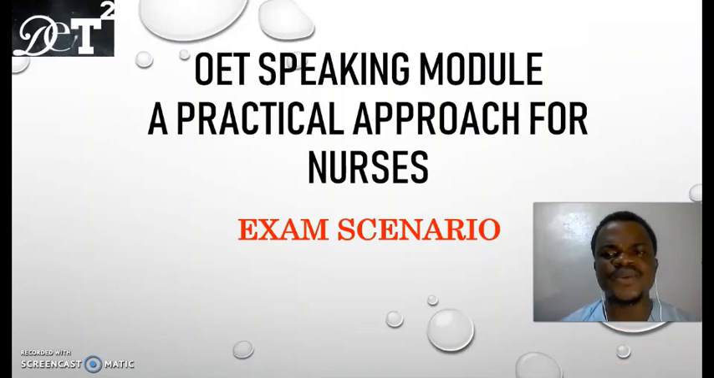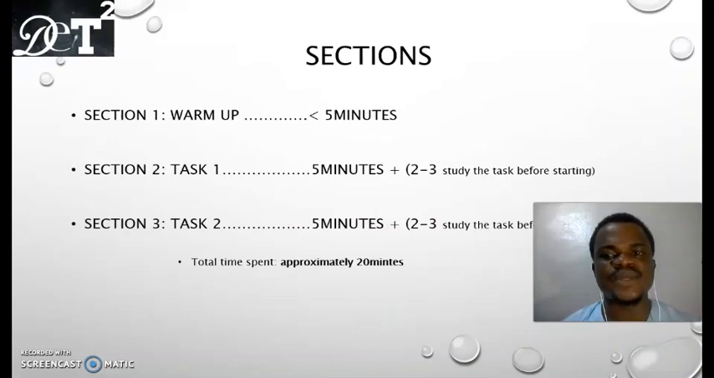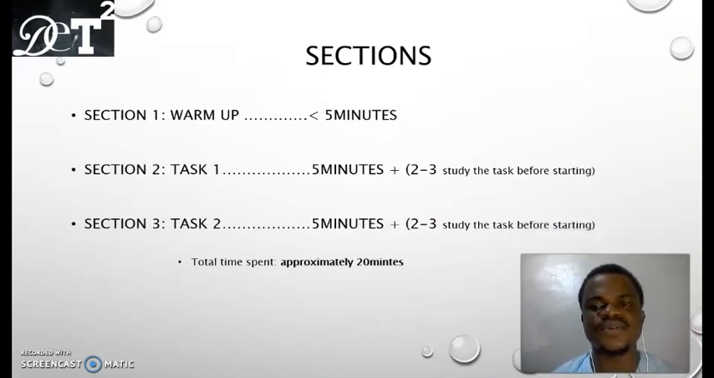Now, today we are going to discuss how we're going to approach speaking during the exam. As we know, the OET has four modules: listening, reading, speaking, and writing. The speaking section will be between you and the interlocutor. You will act as the nurse, while the interlocutor will act as the patient. So it's actually an act. You will simulate what is obtainable in your practice in the hospital.